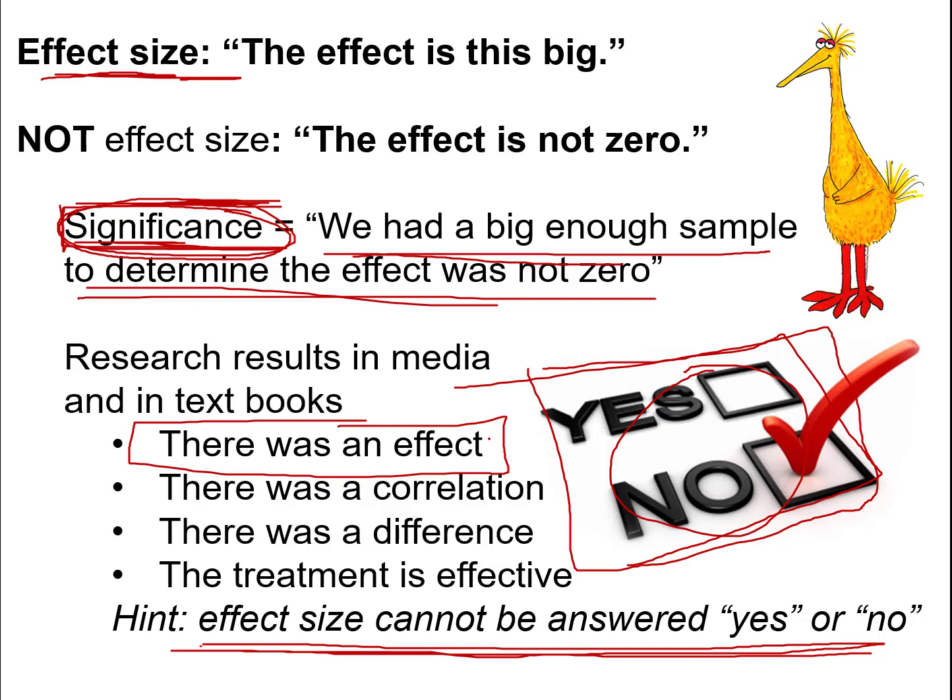And if you start looking at how research is presented in the media, in textbooks, and even in a lot of journal articles, it's often presented in this yes-no format. I have research results in the media and in textbooks. This is how it's often presented, as there was an effect, there was a correlation, there was a difference, the treatment was effective, and they often say nothing at all about how big the effect was. But that's a crucial question. That's the whole reason why we were doing the research study in the first place, was to determine the size of the effect.